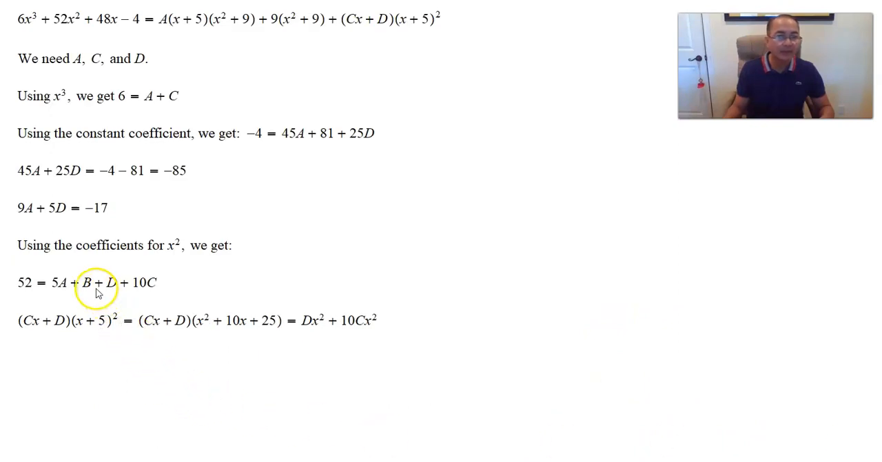Okay, so b is 9. There we go. So that is our equation. And yeah, this looks good. So let's see, what is 52 minus 9? 43, right? So 43 equals 5a plus d plus 10c.